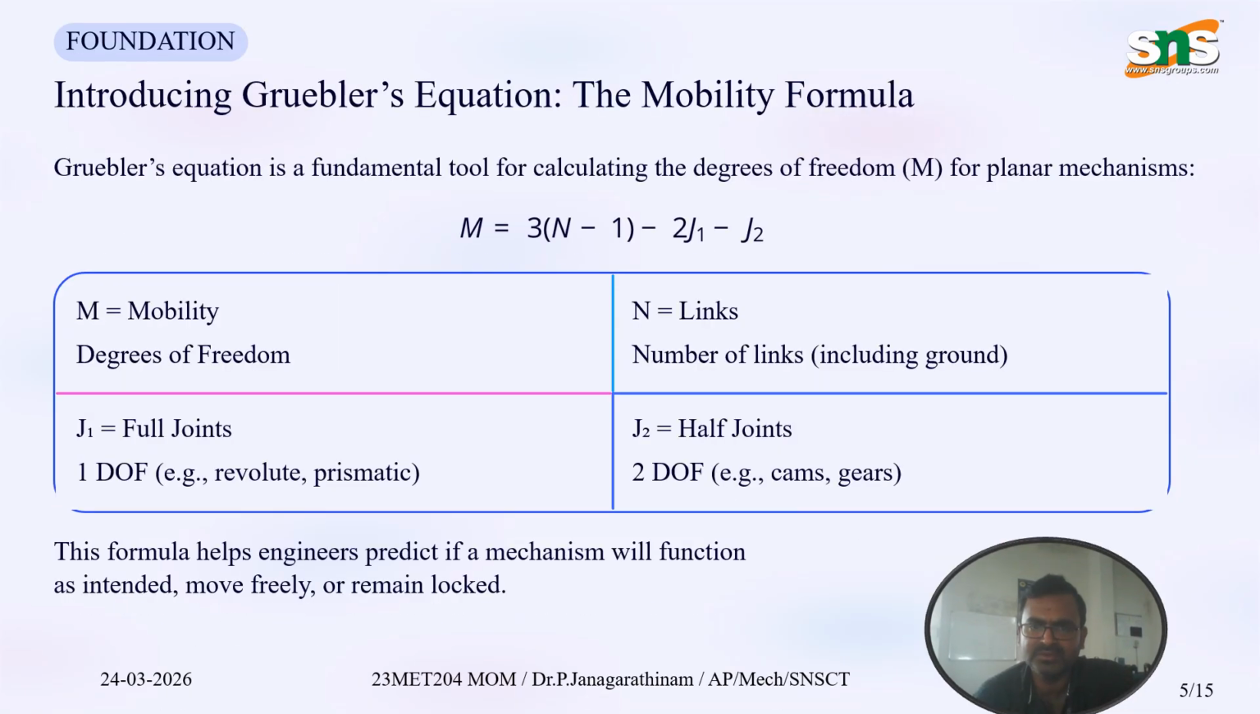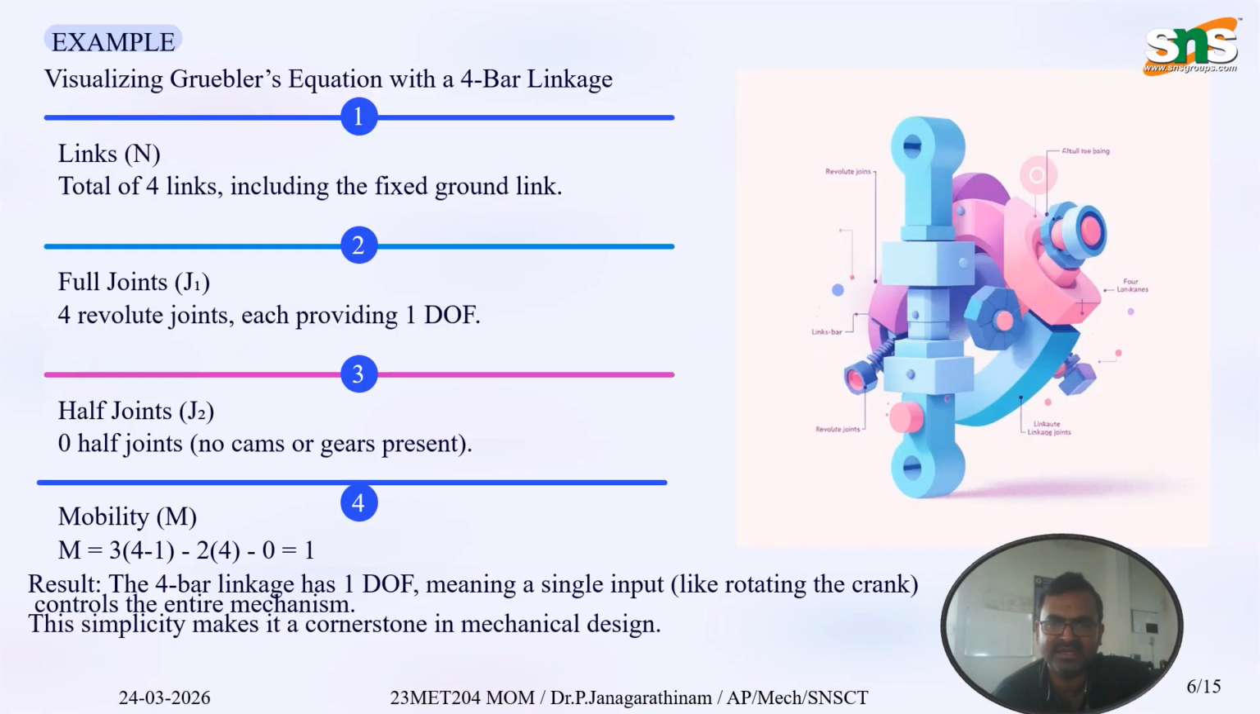Mobility implication means understanding coincident joints is crucial in complex linkages, as their arrangements significantly influence the overall mobility. This is the Grübler equation we use for planar mechanisms: m equals 3 into (n minus 1) minus 2 J1 minus J2. Here n is the number of links including the ground link. J1 means full joints, that is, the revolute and prismatic joints. And J2 means the half joints, which means cams and gears. So this is the Grübler criterion.